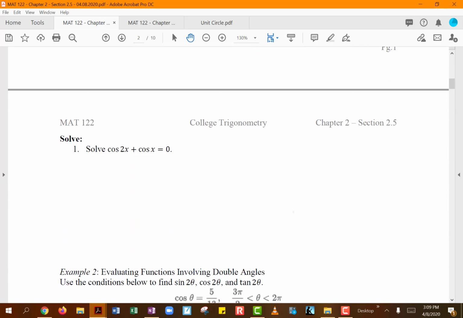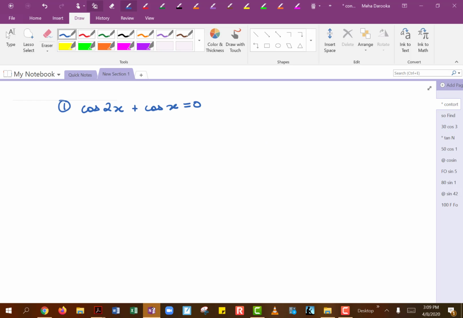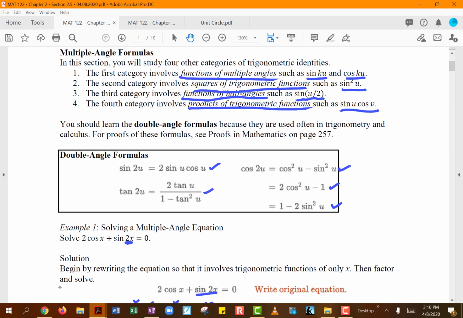So let's take a look at our next example. We are given cosine of 2x plus cosine of x equals 0. So let's see how we can break this guy down. So here we have this guy. So of course you can see for this first part over here, cosine of 2x, we again want to go ahead and write that as an angle just in terms of x. So we are going to use our double angle formula over here, and we are actually going to use this form.